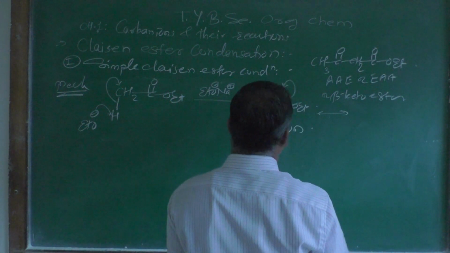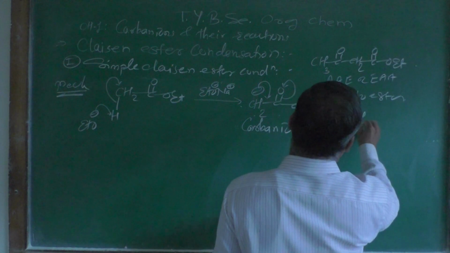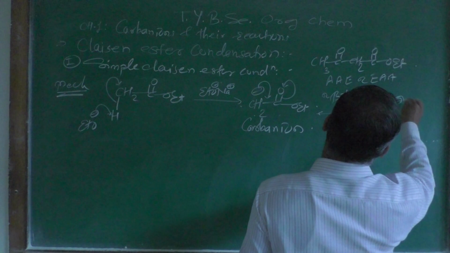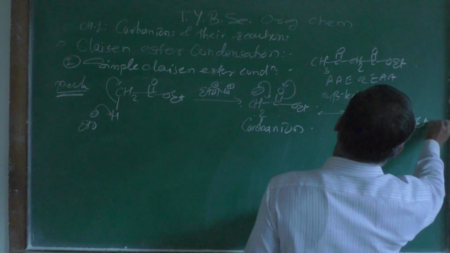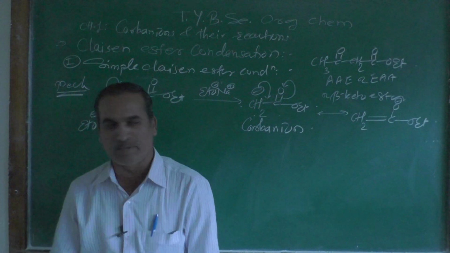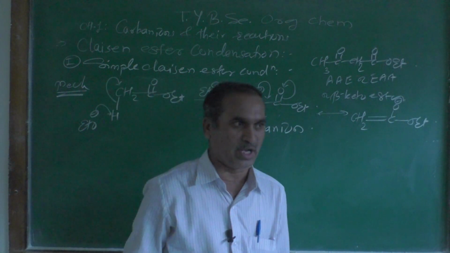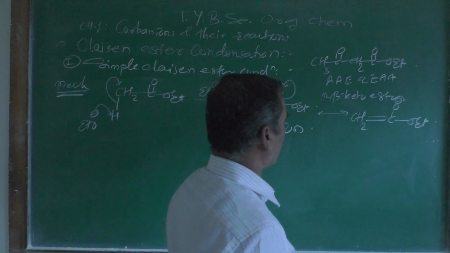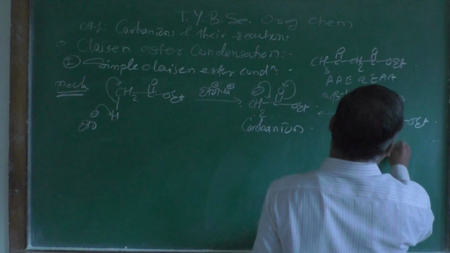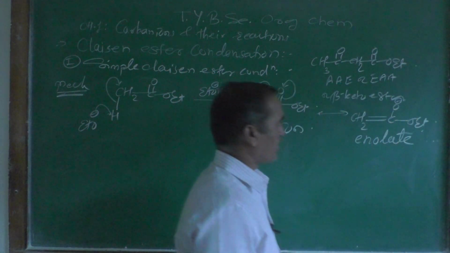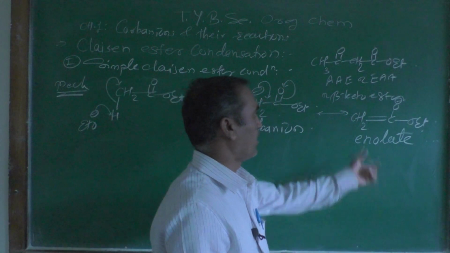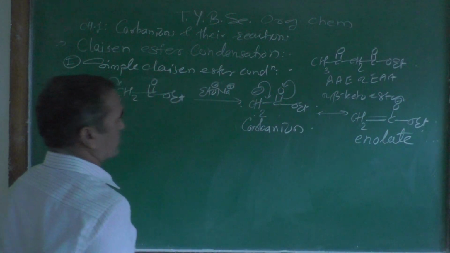That oxygen atom carries a negative charge, therefore we get CH2 double bond C O minus and OEt. When the oxygen carrying a negative charge is adjacent to a carbon-carbon double bond, that type of species is generally known as an enolate, right? And during the aldol condensation reaction, we are already familiar with this word. So let's see this one again.